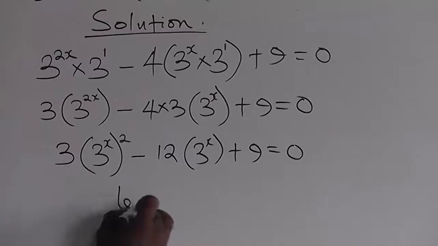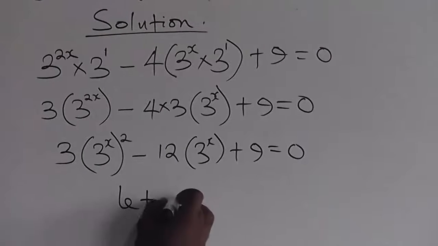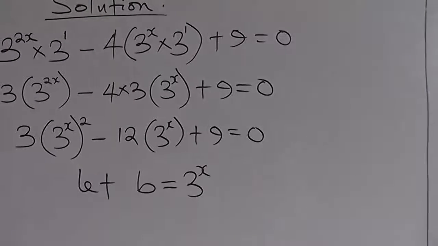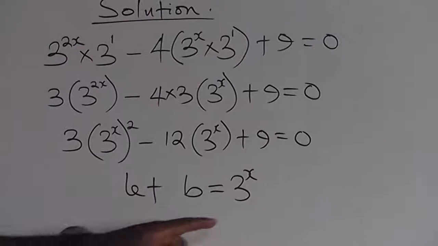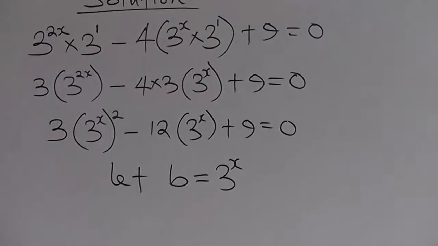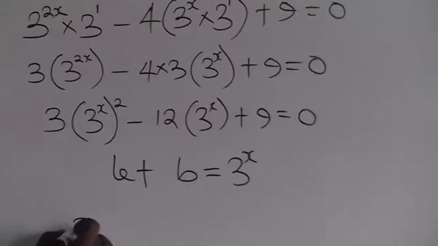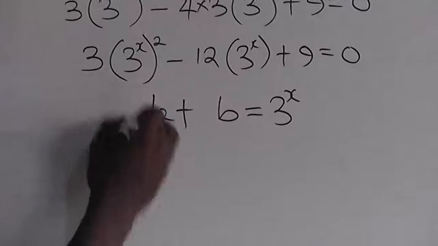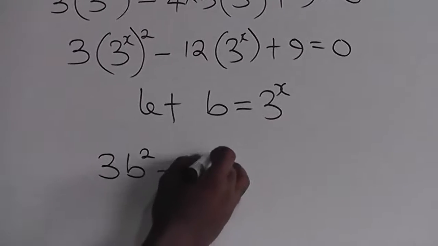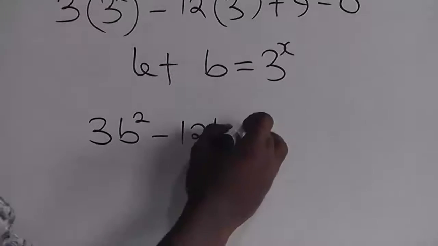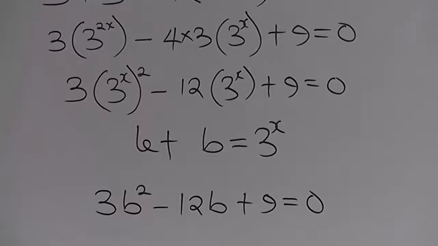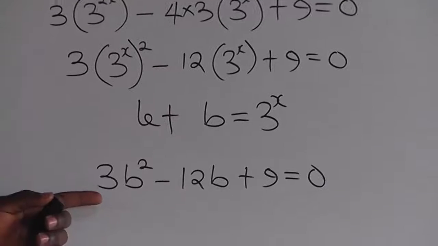Now, you can use any alphabet, but let's use b. Let b be equal to 3 raised to power x. So wherever you see 3 raised to power x, you replace it or you substitute it with b. If we do that, we will have 3b squared minus 12b plus 9 is equal to 0. We have created a quadratic equation from this.